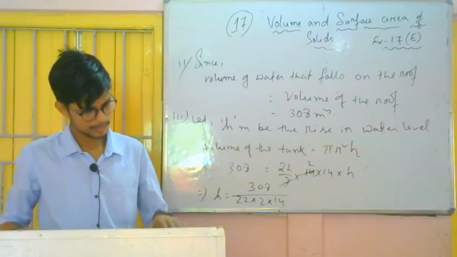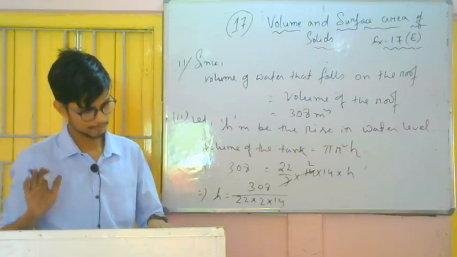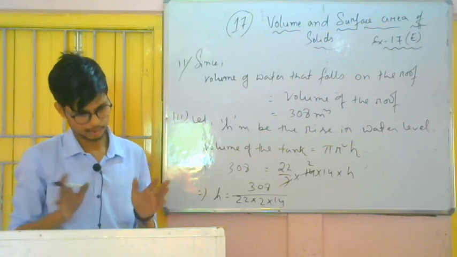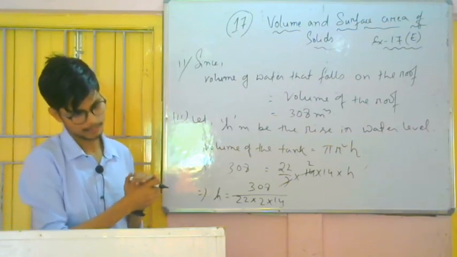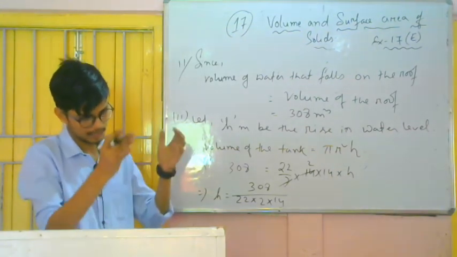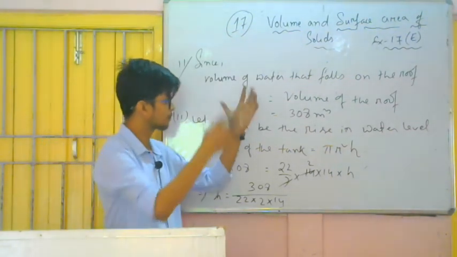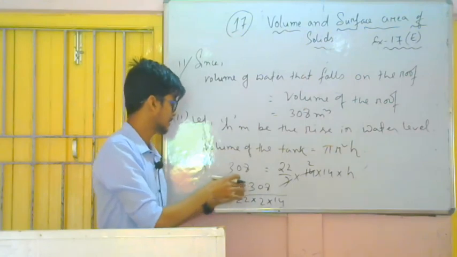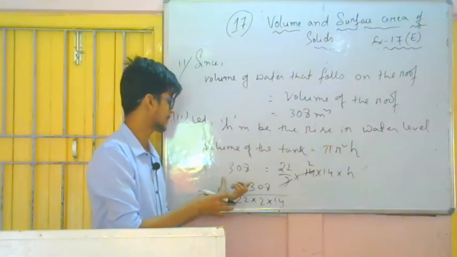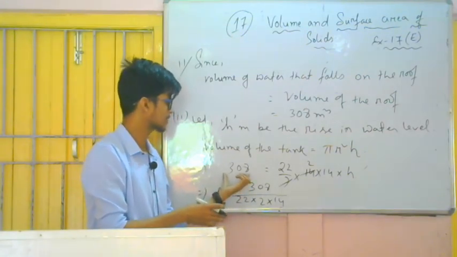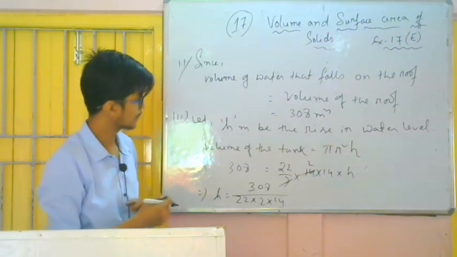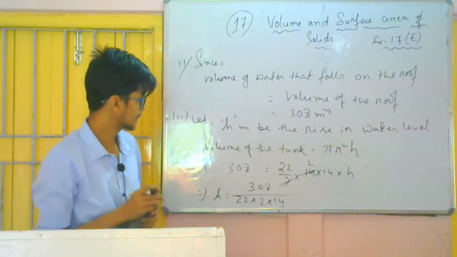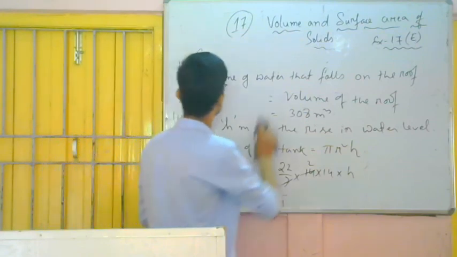Again, one time I am reading: the rainfall, the dimension of the roof it is given, it is collected in a cylindrical tank of radius 14 meter. The water that I am getting from the roof is collected in the tank, that means the volume will remain the same. So this one 308, that means the volume of the tank will be 308. Now I will calculate the height.